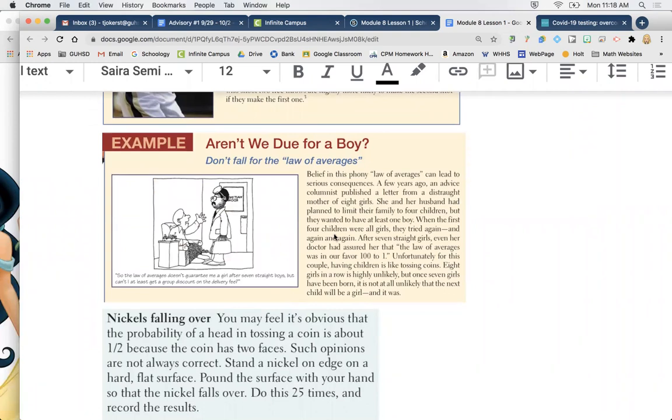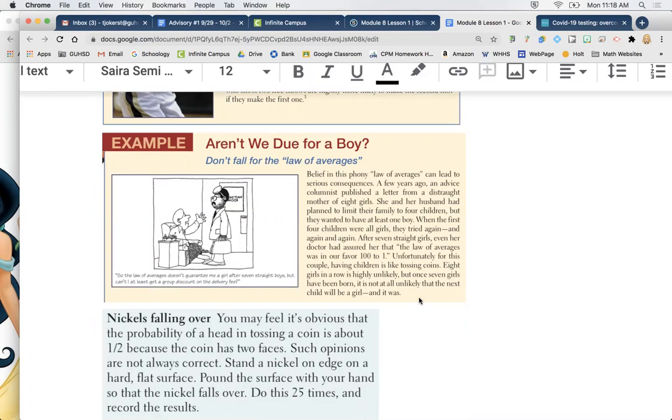Okay, here's another one that is kind of interesting, talking about the law of averages. Belief in this phony law of averages or small numbers, like I was just talking about, can lead to serious consequences. A few years ago, an advice columnist published a letter from a distraught mother of 8 girls. She and her husband had planned to limit their family to 4 children, but they really wanted to have at least 1 boy. When the first 4 children were all girls, they tried again and again and again.